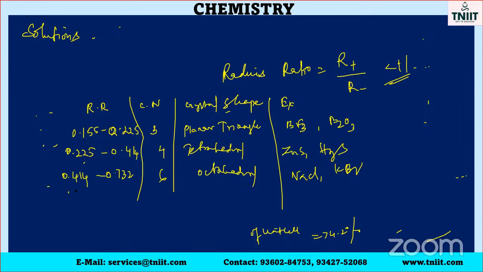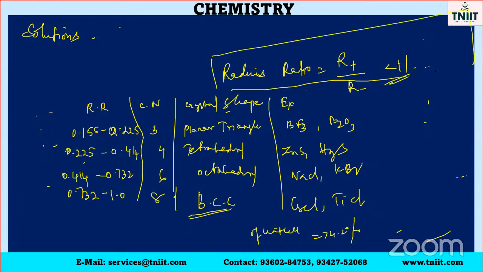If the radius ratio is between 0.732 to 1.0, the coordination number is 8, and the crystal will have a body-centered cubic structure. Cesium chloride is an example. So radius ratio is very important. Based on the radius ratio, we can predict the geometry and crystal shape of the solid.